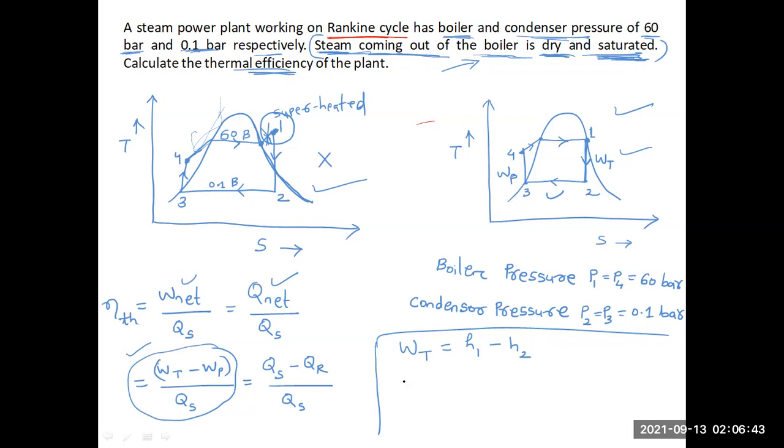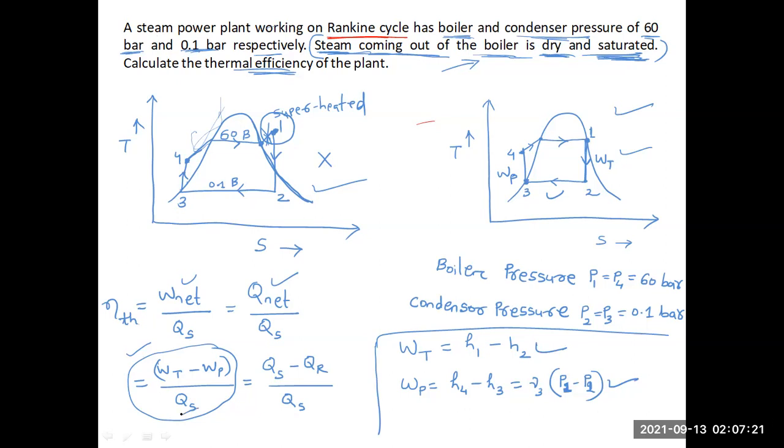Similarly, how to calculate the pump work? Pump work is equal to H4 minus H3. And we have one more formula to calculate pump work, that is specific volume at point 3, small v, into the pressure difference, P1 minus P2. So by these two formulas, we can calculate the pump work.